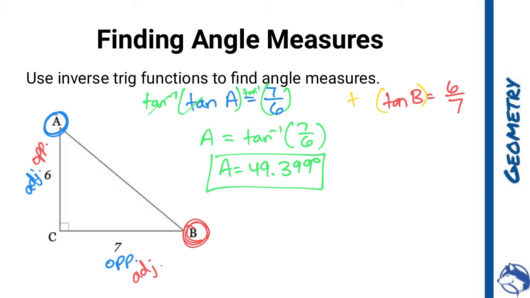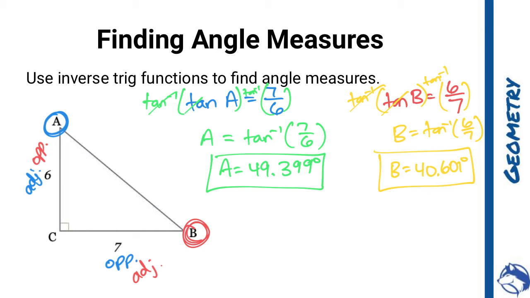So same thing like I did before, I can do the inverse tangent of both sides. And the reason why we do that is to get rid of the tangent on the left, and so I'm left with just B is equal to the inverse tangent of 6 over 7. And I go ahead and hit that on my calculator. And I get B is equal to 40.600 degrees. And actually it's 40.601 degrees.